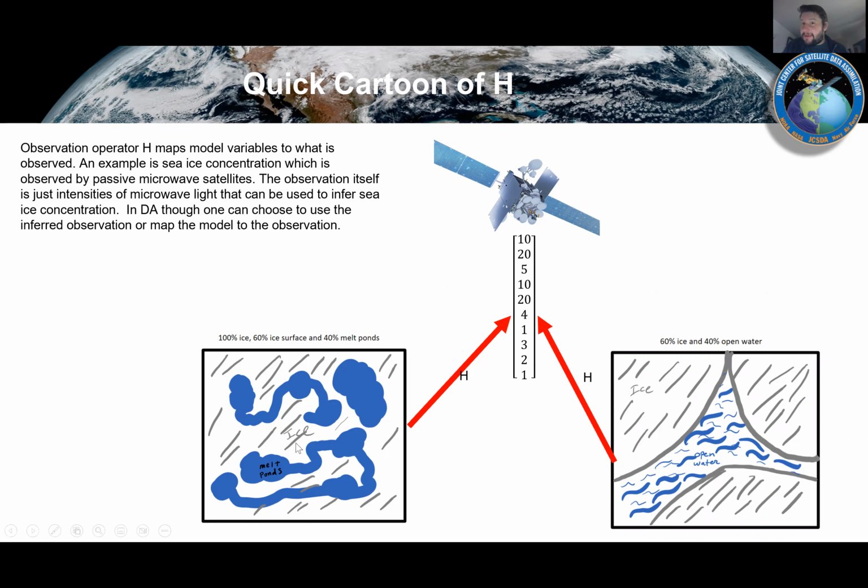You could have melt ponds on top of the ice, which is just freshwater ponds that form when the snow begins to melt as you move into the spring, or you might have just ice and open water. But these two look very similar to the satellite. So there's a lot of interesting, fun problems in trying to deal with observation operators. But this is the idea. An observation operator takes you from model space to observation space. Sometimes simple, sometimes not simple at all. Okay.